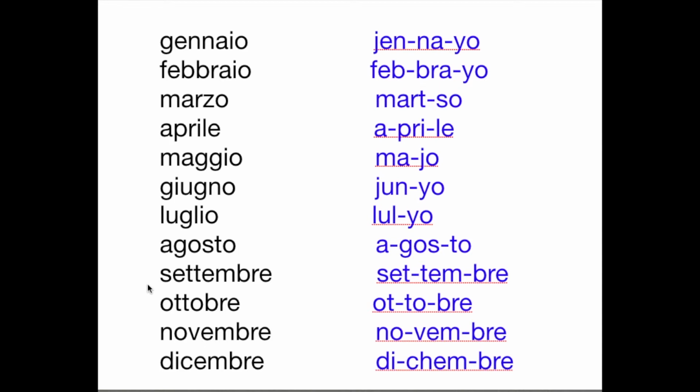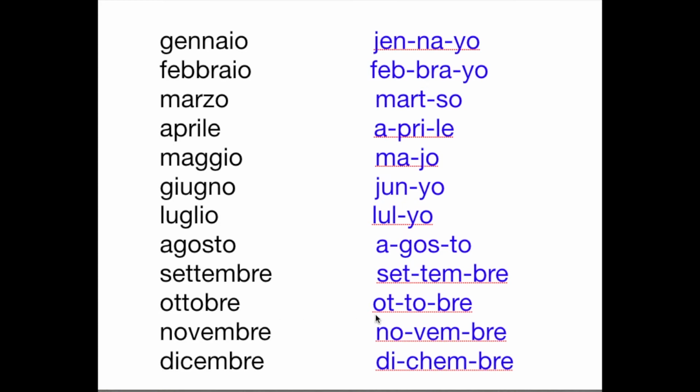Settembre. We have 3 syllables in this word. Settembre. The letter E is always pronounced softly, so it's e. And then emphasize the double consonant in the letters T. Settembre. That's settembre.